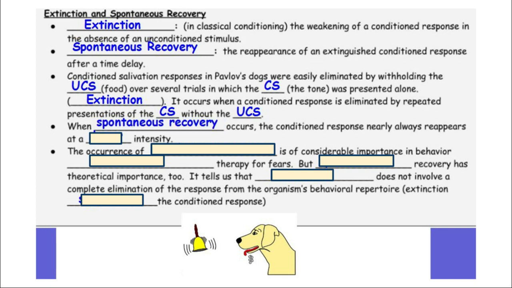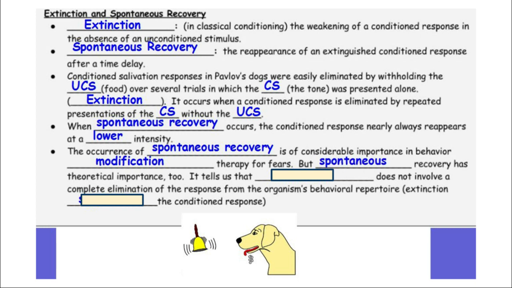Spontaneous recovery occurs when the conditioned response nearly always reappears at the same or a lower intensity. The occurrence of spontaneous recovery is of considerable importance in the behavior modification therapy for fears, but spontaneous recovery has theoretical importance as well. It tells us that extinction does not involve the complete elimination of the response from the organism's behavior repertoire. So extinction suppresses the conditioned response.